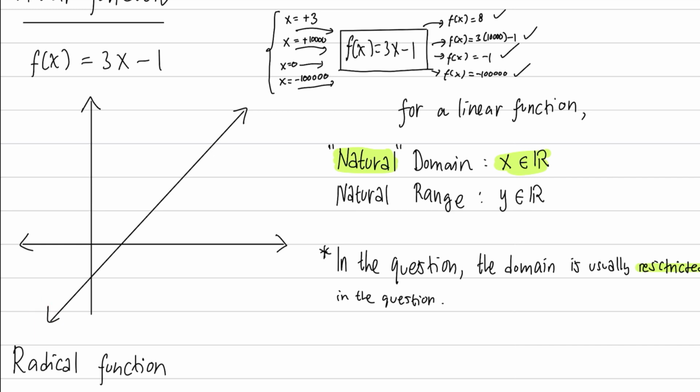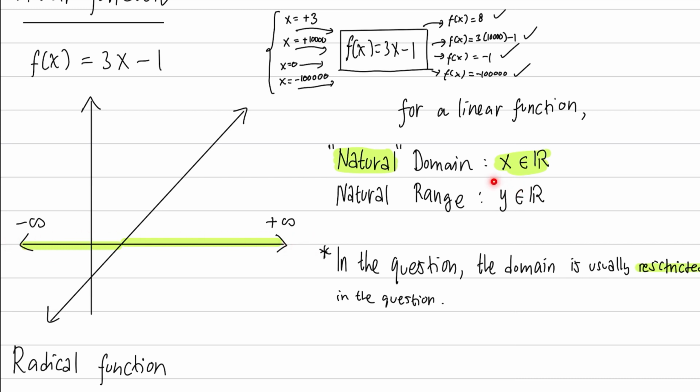So that means the graph can go forever in a positive direction. We call it positive infinity, and it can go backwards infinitely, never ends. So that means our domain is all real numbers.